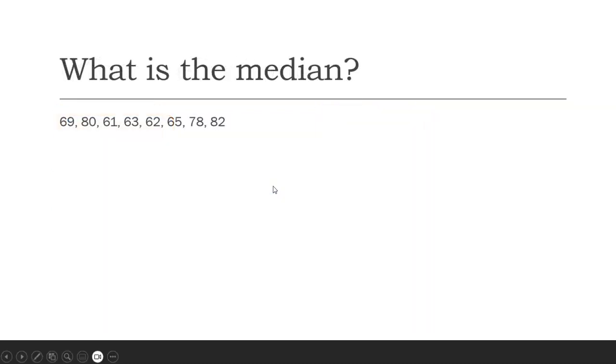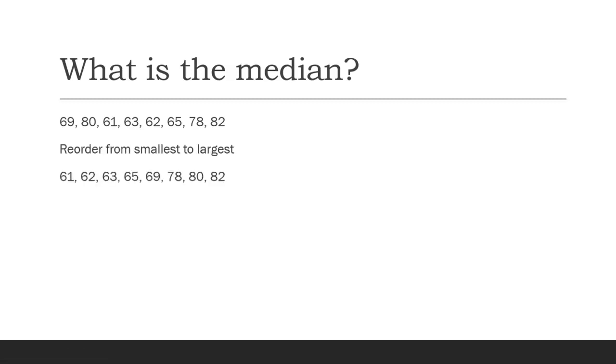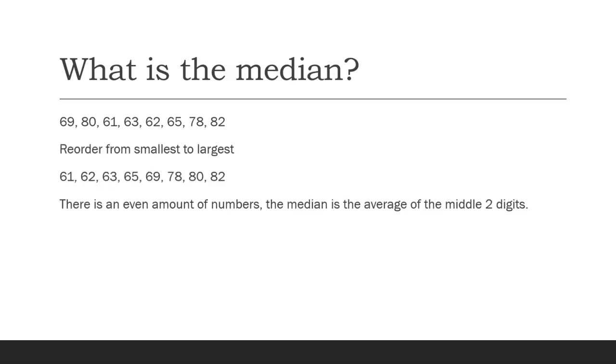So in this set of data, you need to find the median. They are not ordered from smallest to largest, so you need to do that first. Then you can find the median, and since this is an even amount of numbers, your median would be the average between the middle 2 digits. So you would have to add up 65 plus 69 divided by 2. This would give you a median of 67.